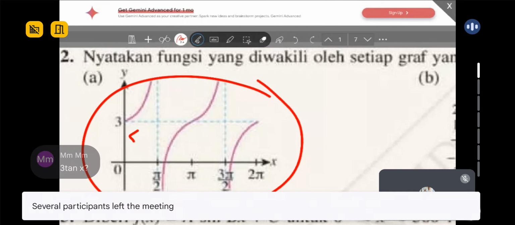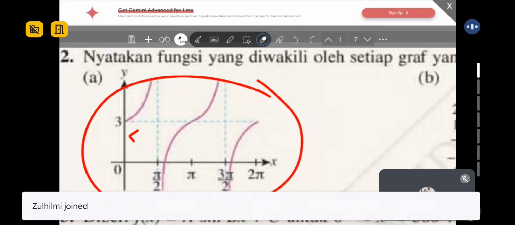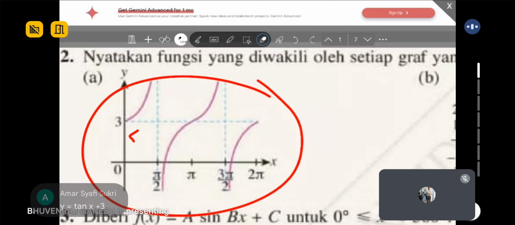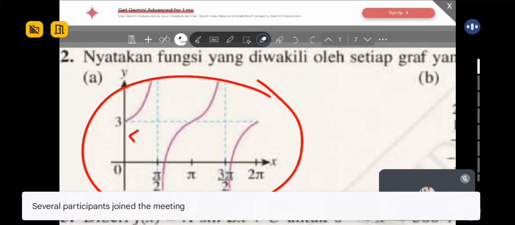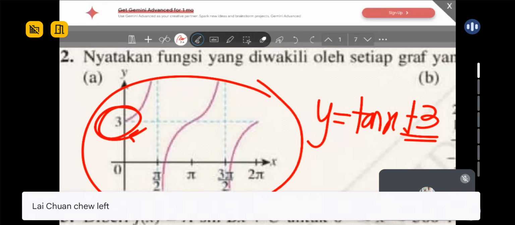Tan 10x. Okay, good try. But almost there. Tan 2x? Bukan. No. Think carefully and see, guys. Cuba fikir betul-betul. Yes, finally got the correct answer. This is the answer, guys. Y equal to tan x plus 3. Guys, kenapa kena tambah 3? Why must plus 3? Because your graph moves 3 units upward. Am I right? Graph tu gerak 3 ke atas.